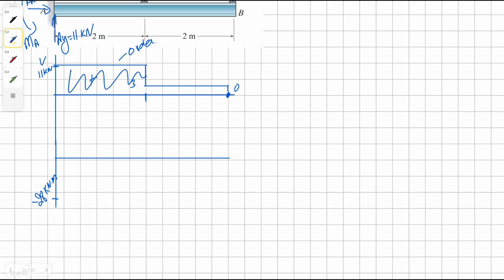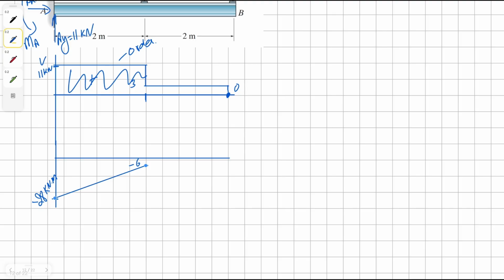It's simply going to be 11 times 2, which is 22. And it's positive, so this means our moment line, or slope, is going to go up. So 22 take away 28 is negative 6. So it's going to be in a triangular shape, or you can say a simple slope, all the way to negative 6.